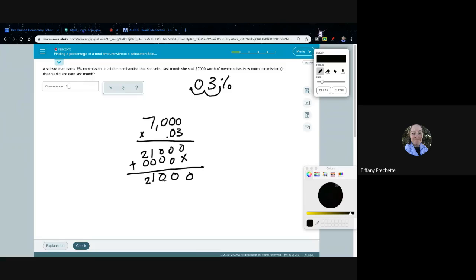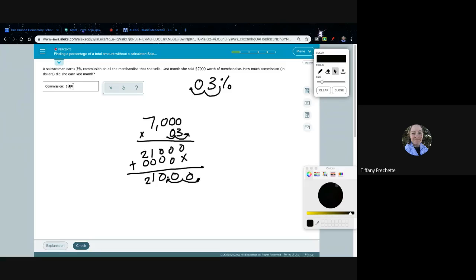Okay. So now I have 2 numbers to the right of the decimal. Here's my invisible decimal. Remember, if you don't see it, it's there. It's just all the way at the end. I'm going to take it and I'm going to move it 2 times over. Like that. So she earned $210 from selling $7,000.